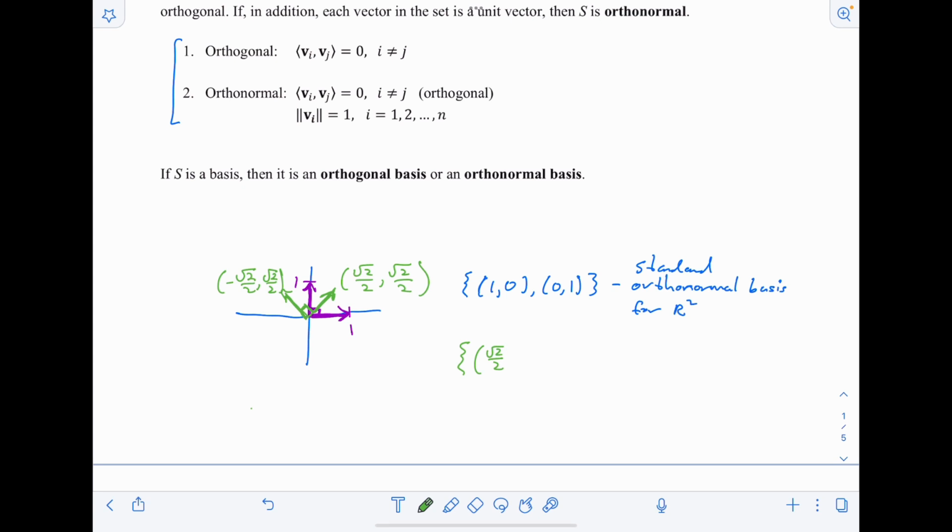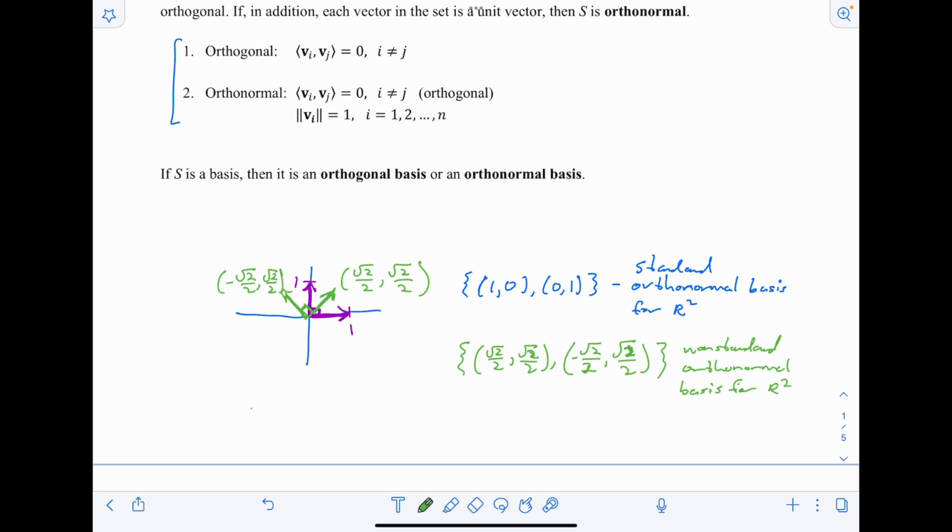So we could say in this case then that the vectors (root 2 over 2, root 2 over 2) and (negative root 2 over 2, root 2 over 2), that this basically is a non-standard orthonormal basis for R2.